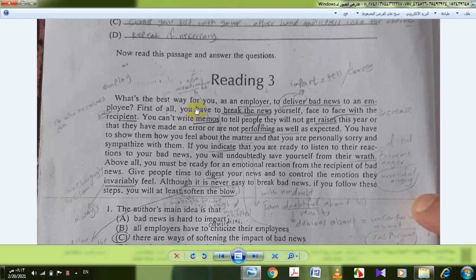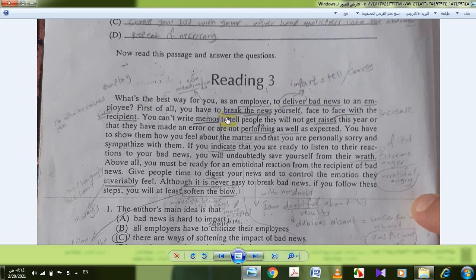So what's the best way for you as an employer? We have employer and employees. The employer is the owner of a business or of a company. Employees are people who work for him or her. What is the best way to deliver bad news? Deliver bad news means to tell the bad news. Impart, tell, convey, all these are synonyms for deliver. So to deliver bad news to an employee.